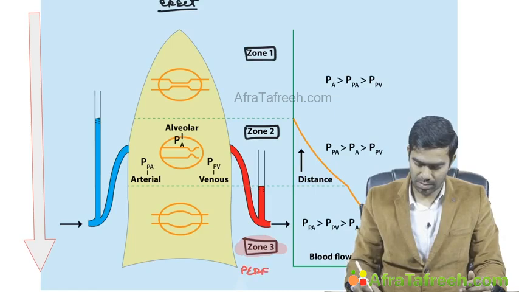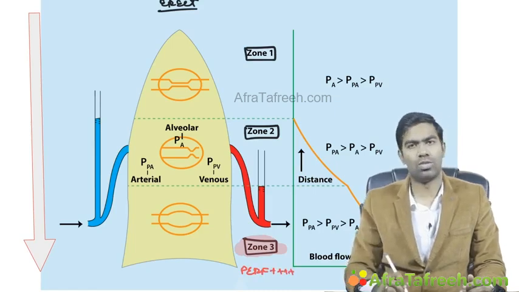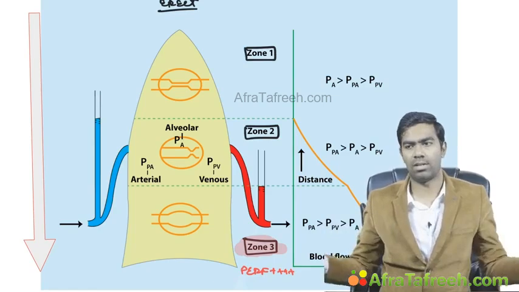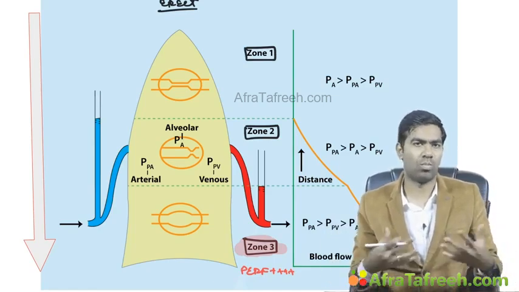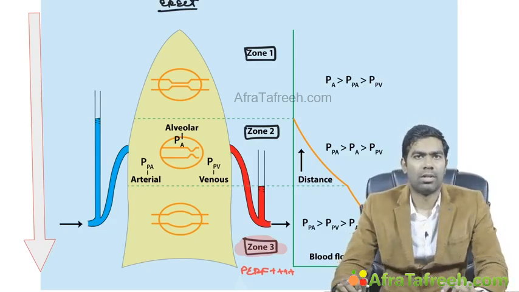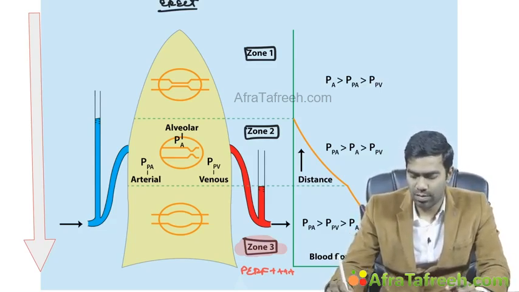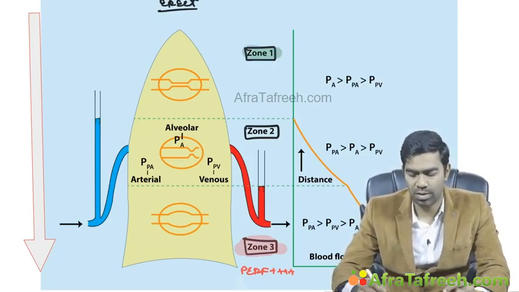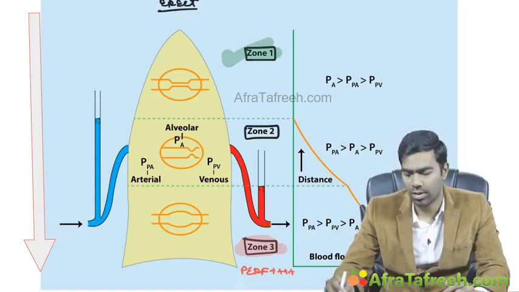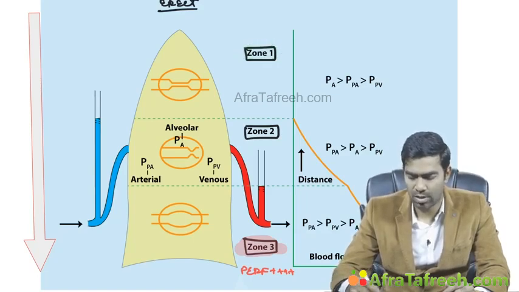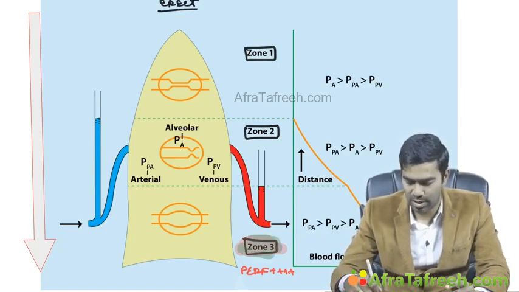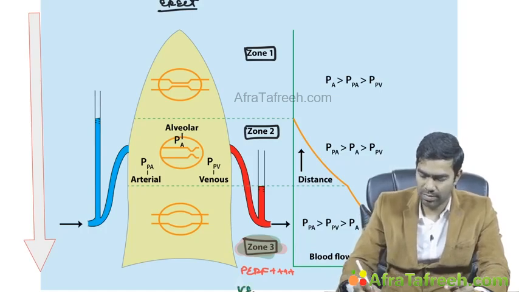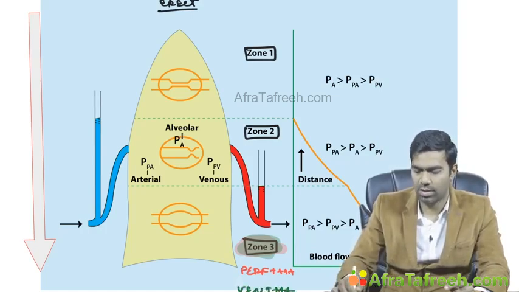The perfusion is maximum at zone 3 only, because by gravity the blood flows to the base more and more. Fine. If I ask you the ventilation, where is it maximum? Everyone will answer it is zone 1. But actually it is not the case. The ventilation is typically maximum once again in zone 3. This is the place where your ventilation is going to be maximum as well.